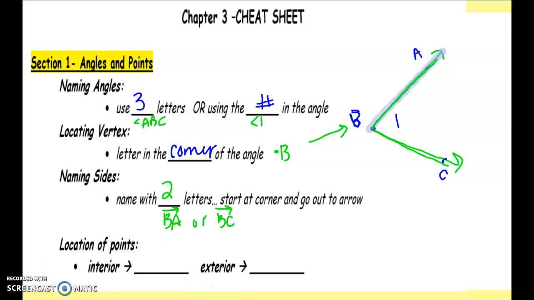Location of points. So we looked at interior points and exterior points. Remember, guys, interior is just fancy for inside. So I could put an inside point like E. Or exterior, you mean outside. Again, meaning just outside of the angle. So we could say something like there's point F on the exterior of the angle.